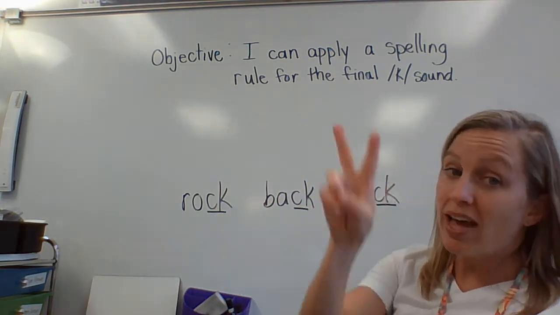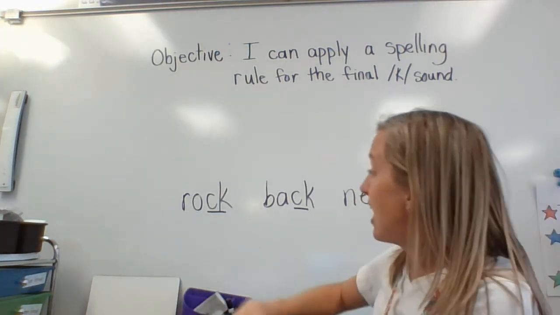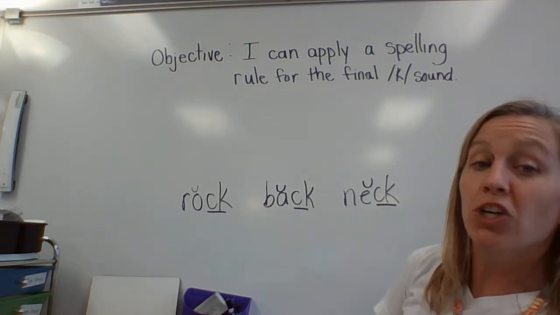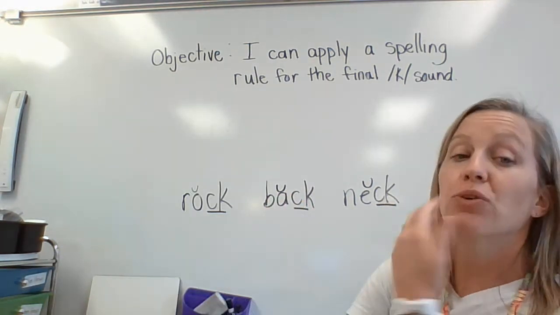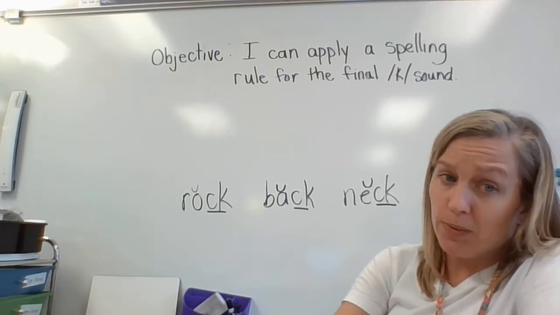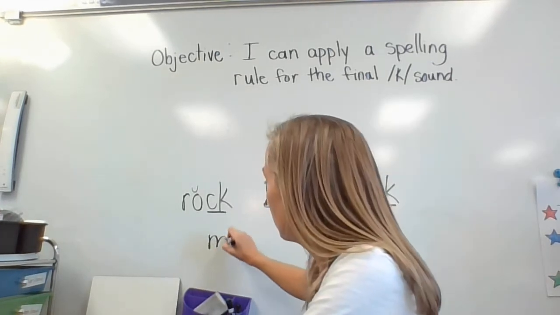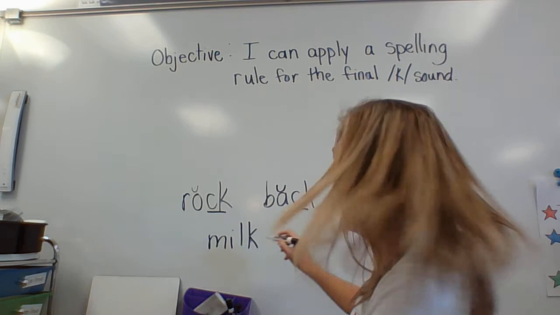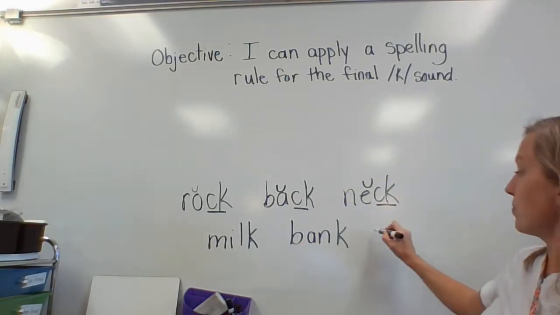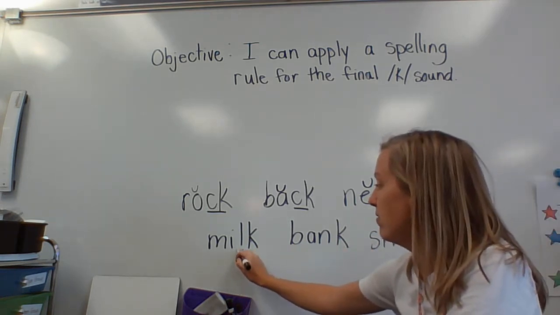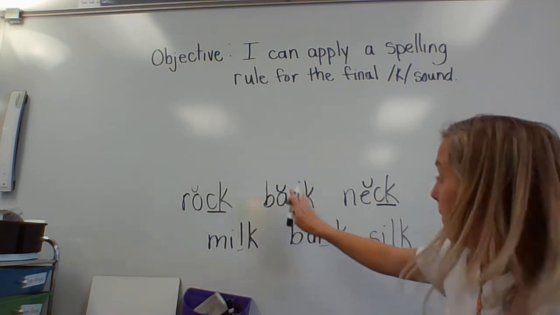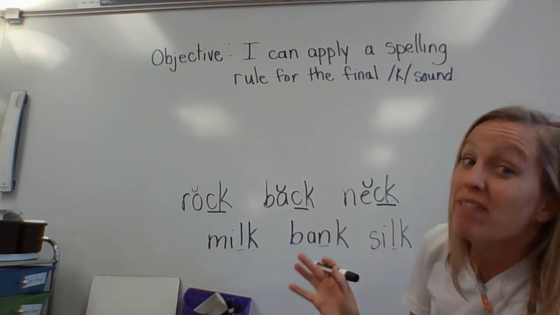A digraph is two letters coming together to make one sound. If it is after a short vowel, like a, you will use a CK. After a short vowel, we use CK for our k sound. But we can also use just a K at the end. If it's not a short vowel but a consonant, like in the word milk, bank, or silk, consonant before it, you're going to only use a K. These all end in k. Rock, back, neck, milk, bank, silk. They all have k at the end.